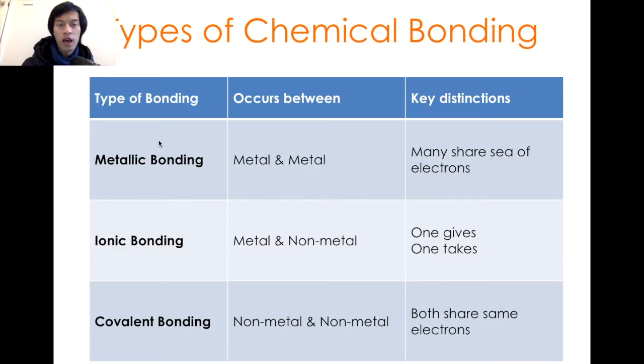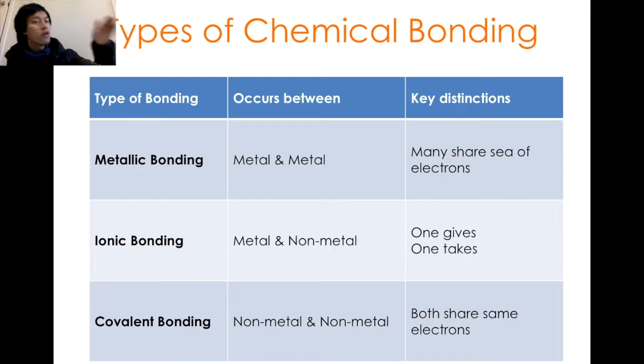This table summarizes it. With metallic bonding, the bonding occurs between a metal and another metal, and the distinction is that they share a sea of electrons. With ionic bonding, you have a metal with a non-metal, where the metal gives and the non-metal takes. That's what makes a metal, that it gives, and that's what makes a non-metal, that it takes. Then you've got covalent bonding, which is a non-metal and a non-metal joining together, where they share the same electrons. These three types of bonding pretty much cover the entire periodic table.